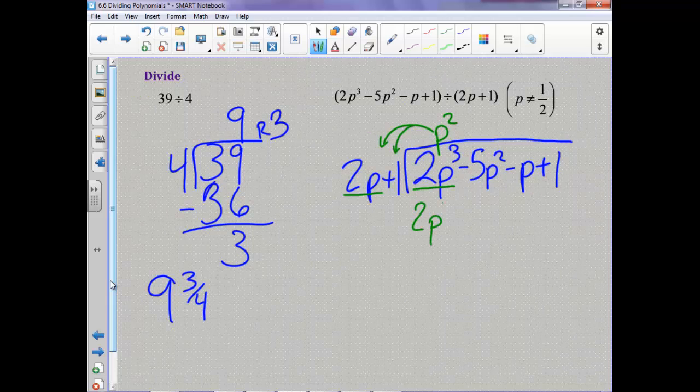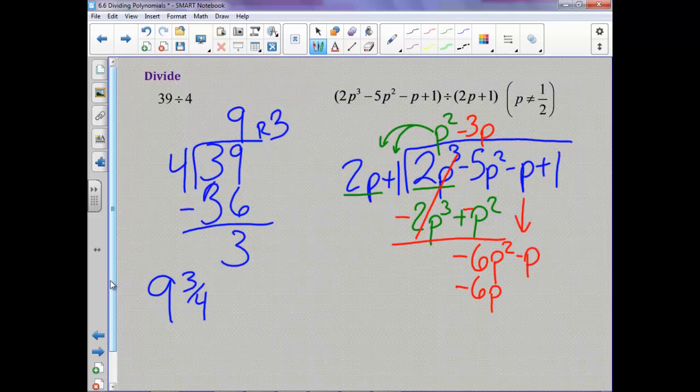So we'll have 2p cubed plus p squared. And now remember, we're subtracting this whole thing. So subtracting, these will cancel, and we're left with negative 6p squared. Bring down this negative p. And now we'll need to multiply this by negative 3p. And when we multiply that, we'll get negative 6p squared minus 3p, once again distributing to both of them.